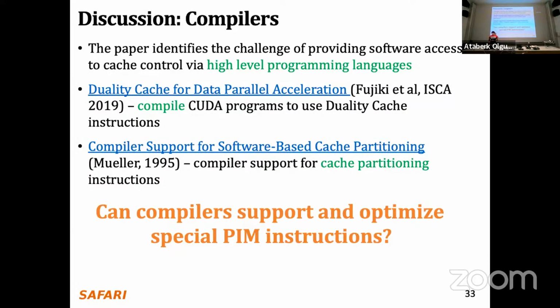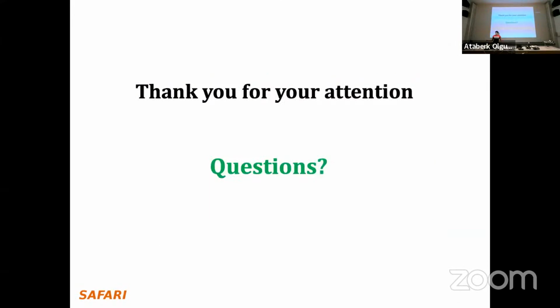Finally, a challenge for the future is, can compilers support and optimize special PIM instructions? In recent PIM research, we are seeing a lot of PIM modules that come with specific instructions that can be used to process in memory. Can we create compilers that not only compile to these instructions, but can also accurately identify how these instructions can be used to optimize, and how these instructions can be optimized in different ways, or how they can be intercombined with each other? That's it for my presentation.